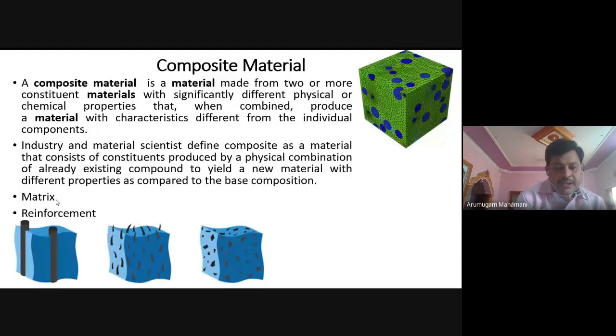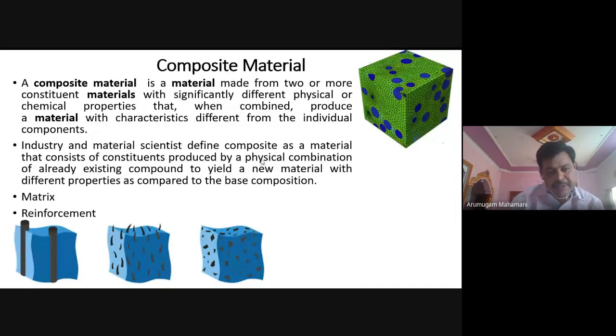Matrix and reinforcement. Here, the matrix is soft and ductile. Reinforcement is hard and brittle. If you combine them together, the hardness and strength of the material is greater than the matrix and less than the reinforcement. Whereas the ductility and toughness, when compared to reinforcement, the composite material is better, and when compared to matrix, the ductility and toughness is lower.